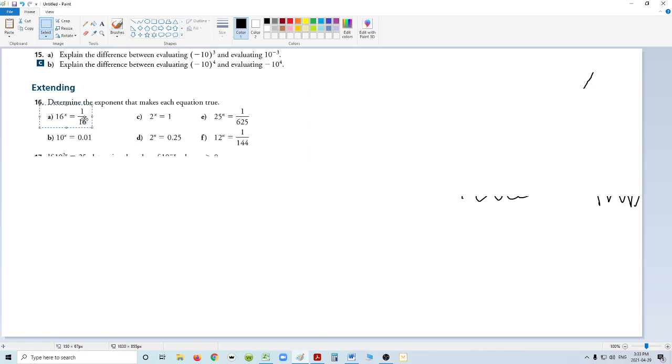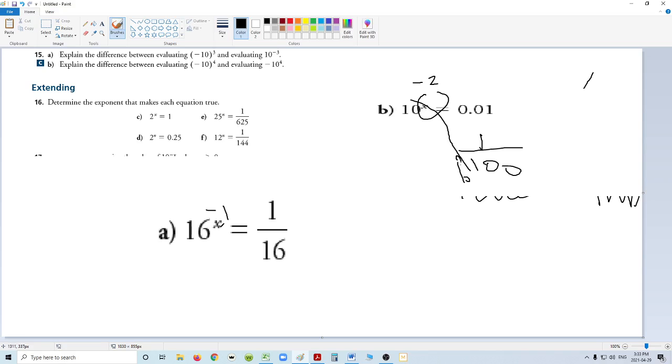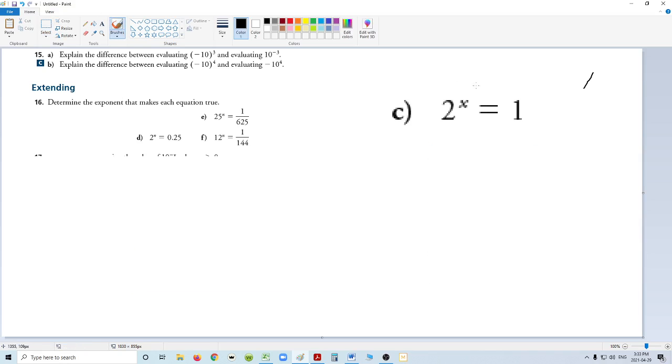Determine what x has to be for this to be true. Minus 1. X has to be minus 1 for this to be true. This one, just understand what 0.01 is. 0.01 is the same as 1 over 100, which means this has to be negative 2 to make it 1 over 10 squared, which is 1 over 100. Well, any number to the power of 0 becomes 1. I repeat, any number to the power of 0 becomes 1. So x must be equal to 0 here.